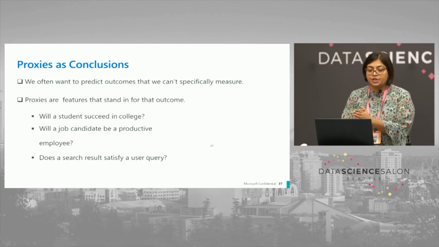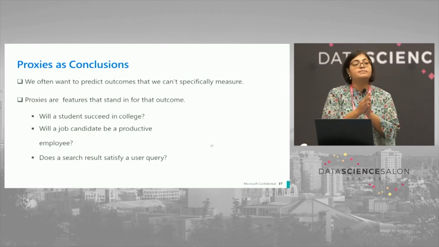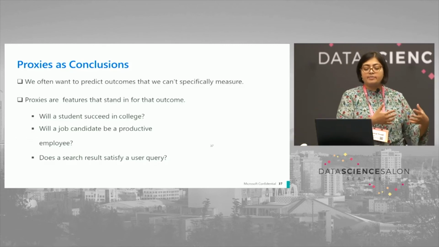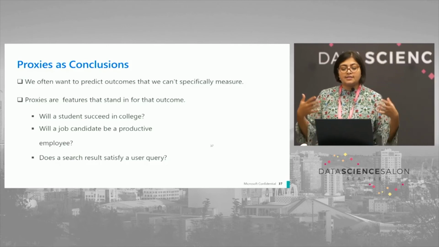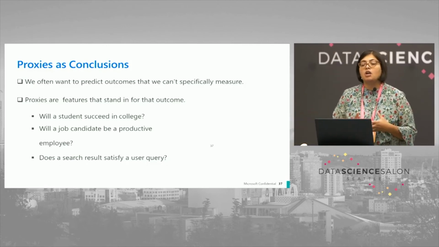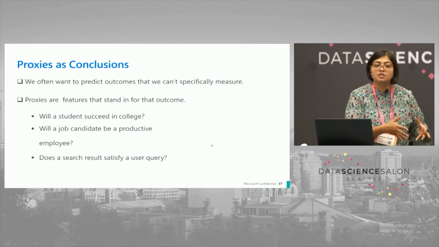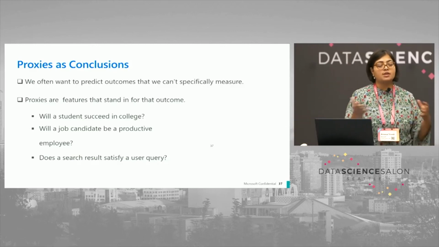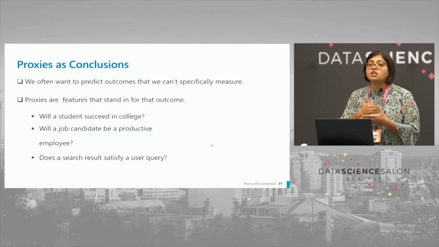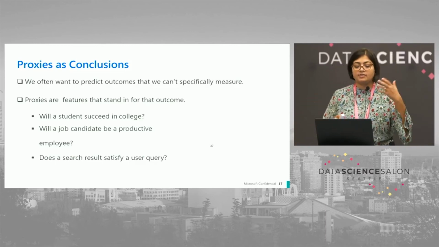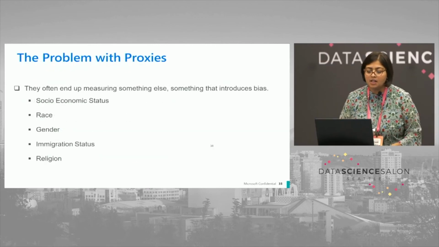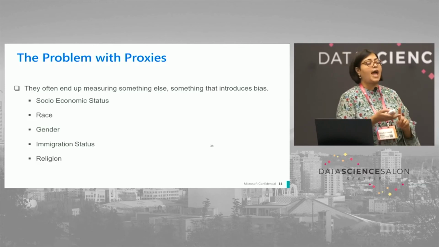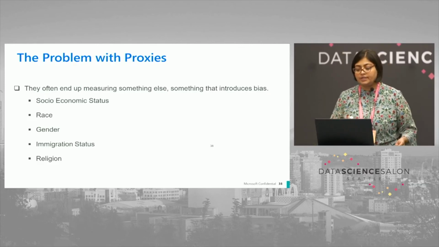Using proxies as conclusions. We often want to predict outcomes that we can't specifically measure. For example, will a student succeed in college? Will a job candidate be a more productive employee? Does a search result satisfy a user query? These are correlations, but these are not causation. So we always use causation and correlation interchangeably. So we need to figure out what are the signals I'm getting from this, and that's not the causation of this thing, right? We always take proxies as conclusions. So most of the time proxies come from socioeconomic status, race, gender, immigration status. So if you're actually trying to say that is the causation, that introduces bias.